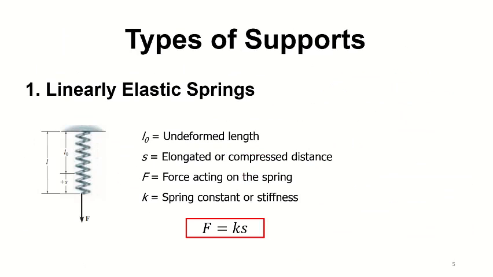Before moving on to the equilibrium of a particle, we will first consider three types of supports often encountered in particle equilibrium problems. The first one is linearly elastic springs.